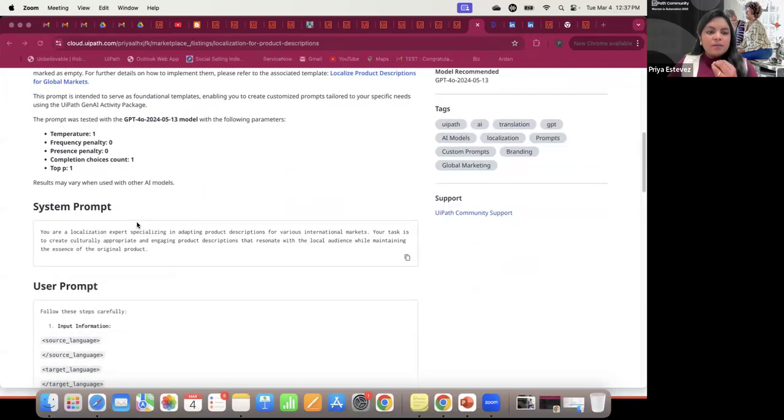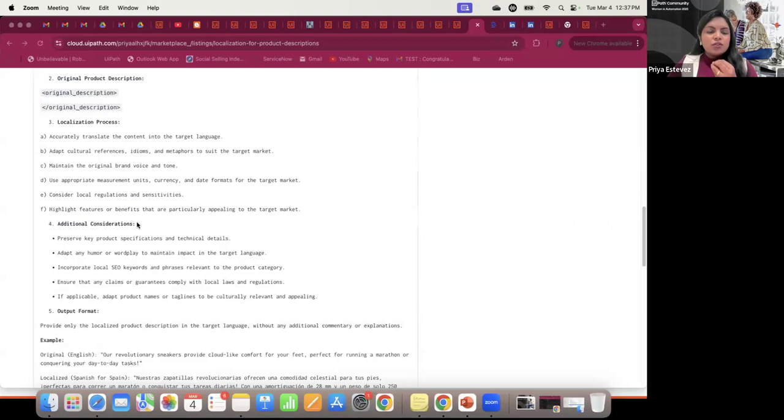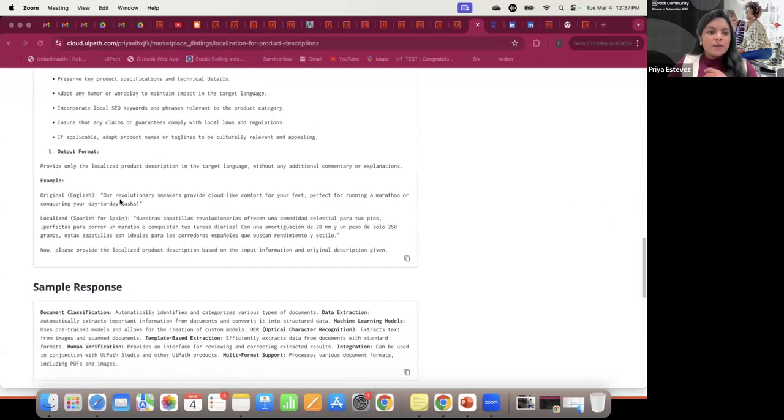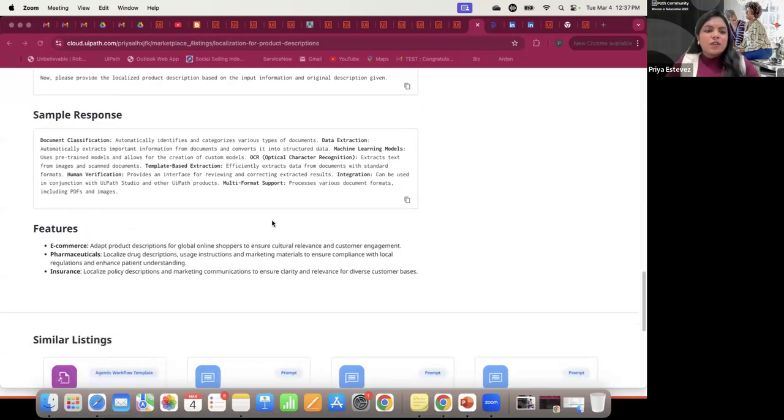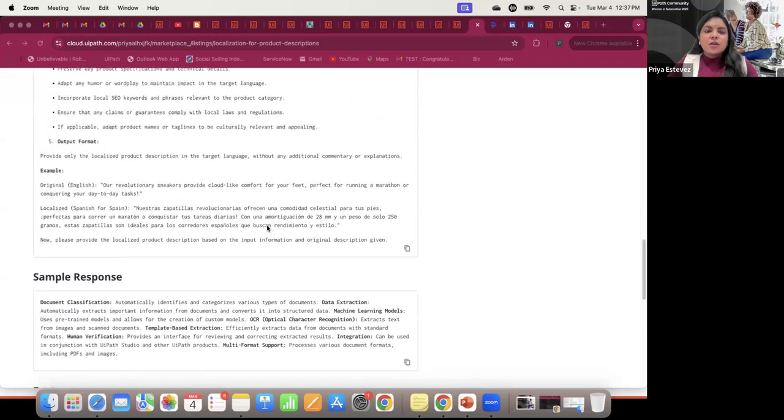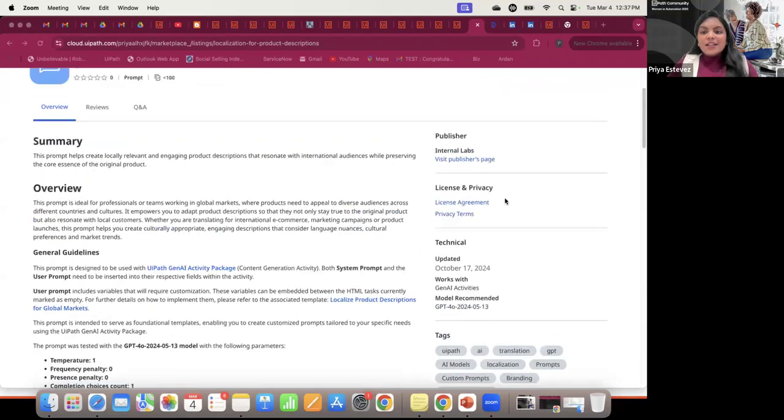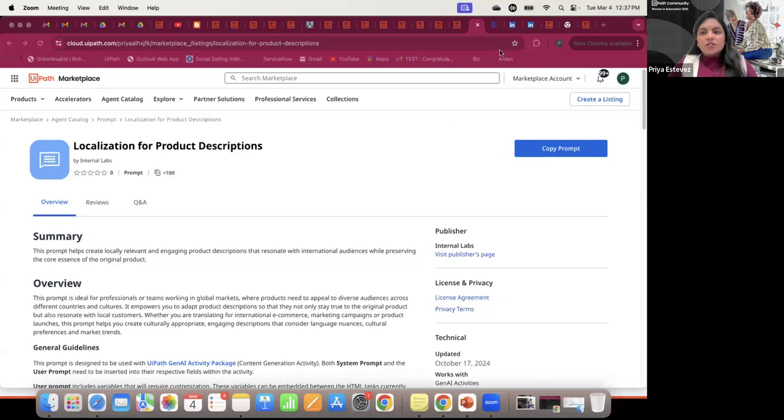So this is a very simple prompt. Here's your user prompt that has an example right here. In English, they have a prompt that says, our revolutionary sneakers provide cloud-like comfort for your feet. So these are prompts that are given for that specific product, okay? And that basically identifies what type of prompt this is and whether it could be used in e-commerce or any other industries as well. So you could just copy this prompt, add it to your agent, and incorporate it in your agent builder as well.